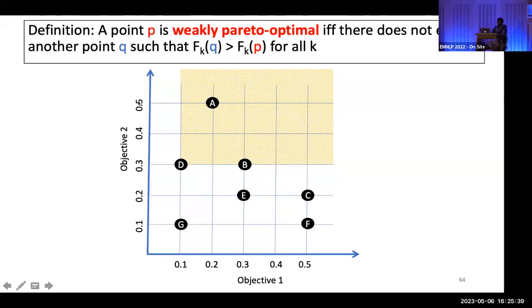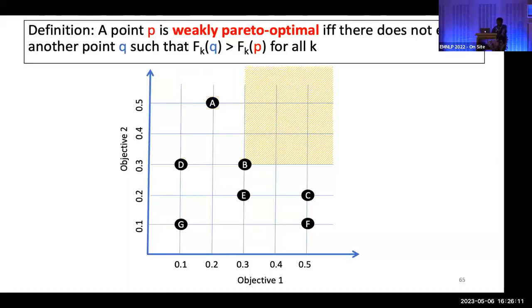And also objective 2, it has 0.5. That's better than 0.3, right? So A beats D in every single way. So in a sense, we'll say, all right, this point D here is not weakly Pareto optimal. Basically it amounts to, you pick a point and you look at the upper right-hand quadrant. Does there exist any point in this upper right-hand quadrant? If yes, then you're not weakly Pareto optimal. If no, you are. Right?